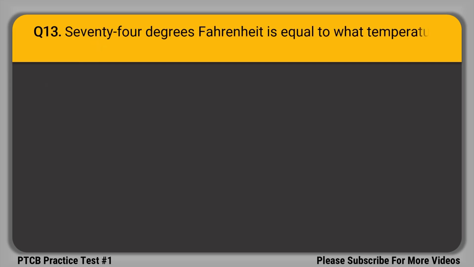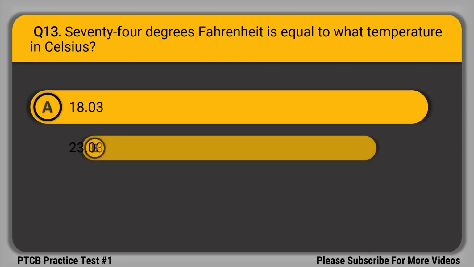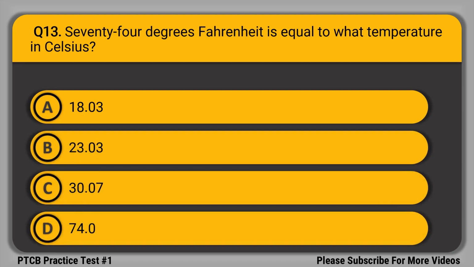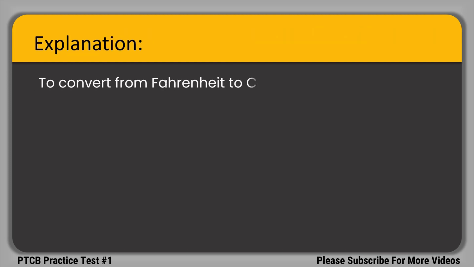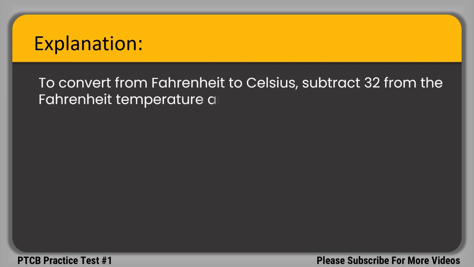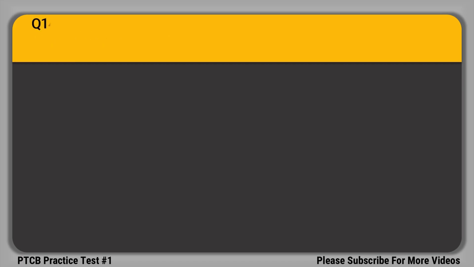Question 13. 74 degrees Fahrenheit is equal to what temperature in Celsius? A. 18.03. B. 23.03. C. 30.07. Or D. 74.0. B. 23.03. To convert from Fahrenheit to Celsius, subtract 32 from the Fahrenheit temperature and then divide by 1.8.